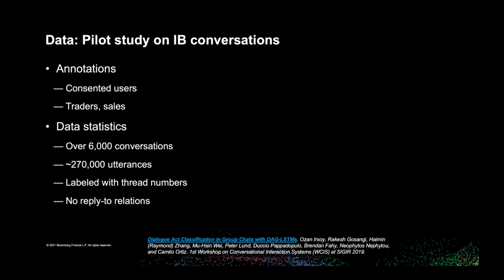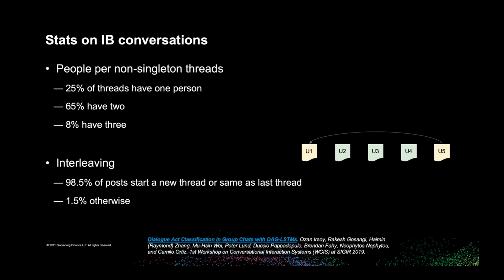And so in order to evaluate which of these approaches was useful, the team did a pilot study. They collected a set of annotations with consented users, collected statistics over these conversations, and labeled them. And what they found is that among non-singleton threads, so more than one utterance, 25% of threads had only one person, 65% had 2, and 8% had 3. So really, most of the conversations were between 1 and maybe 2 people. Most of the conversations were between 2 people.